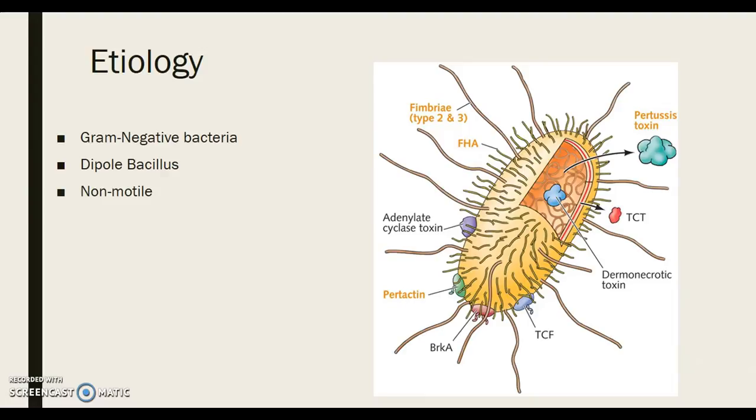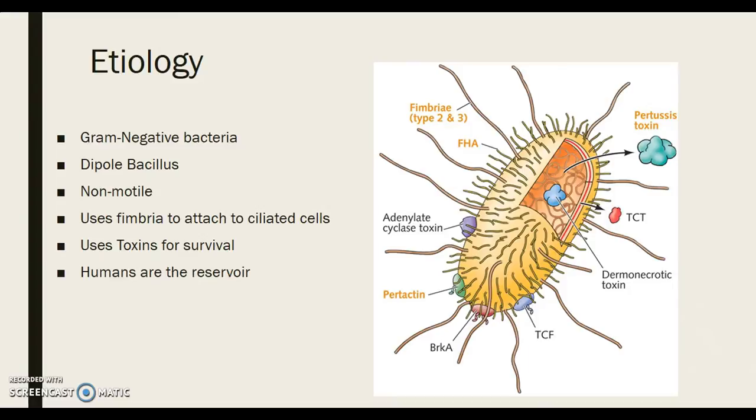It is non-motile. You'll see in the diagram that there isn't any flagella, which is what we would need for it to be motile. So the question is raised, how does it get around? Well, I'll touch on that in just a second. As I said, it uses fimbriae to attach to cells, specifically to ciliated cells. And again, that's on the next slide, that I'll talk a little bit more about, and it does use the toxins for survival to kind of create the optimal environment for itself.